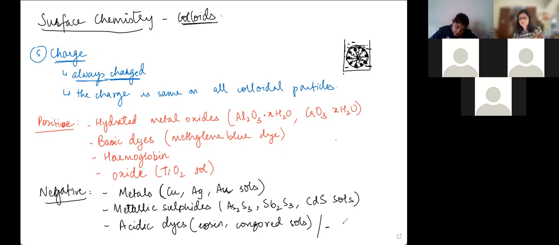Biomolecules, like carbon based ones such as starch. Starch is basically your carbohydrate suspended in water, so that's a negatively charged sol. Gelatin, like what you prepare gels and jellies with, with agar agar or gelatin.